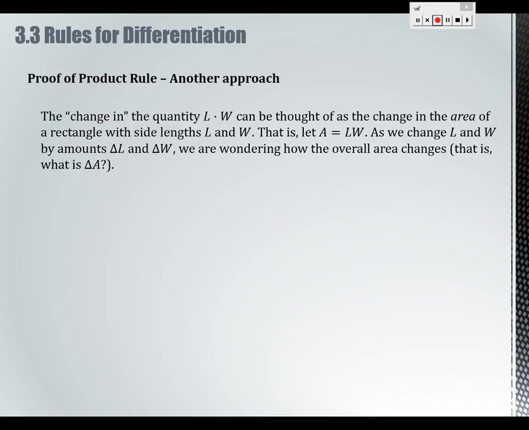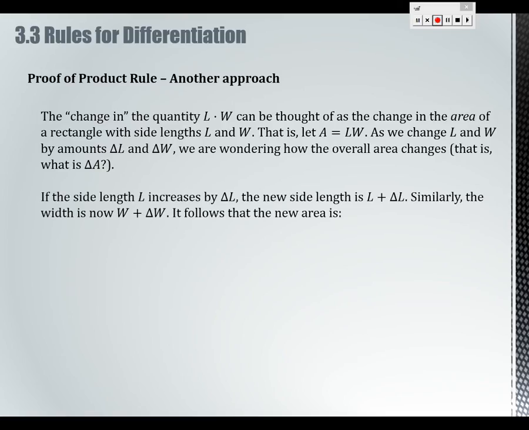So that's cool, right? So we're wondering, what's delta A? If you change the length by a little bit and change the width by a little bit, what would the change in the area, delta A, be? I think you'd agree that if we change the side length L by an amount delta L, then the new side length is L plus delta L, and likewise for W. So the new area, which it used to be A, the new area is A plus some amount of extra area, yeah? And isn't the new area this times this, then?